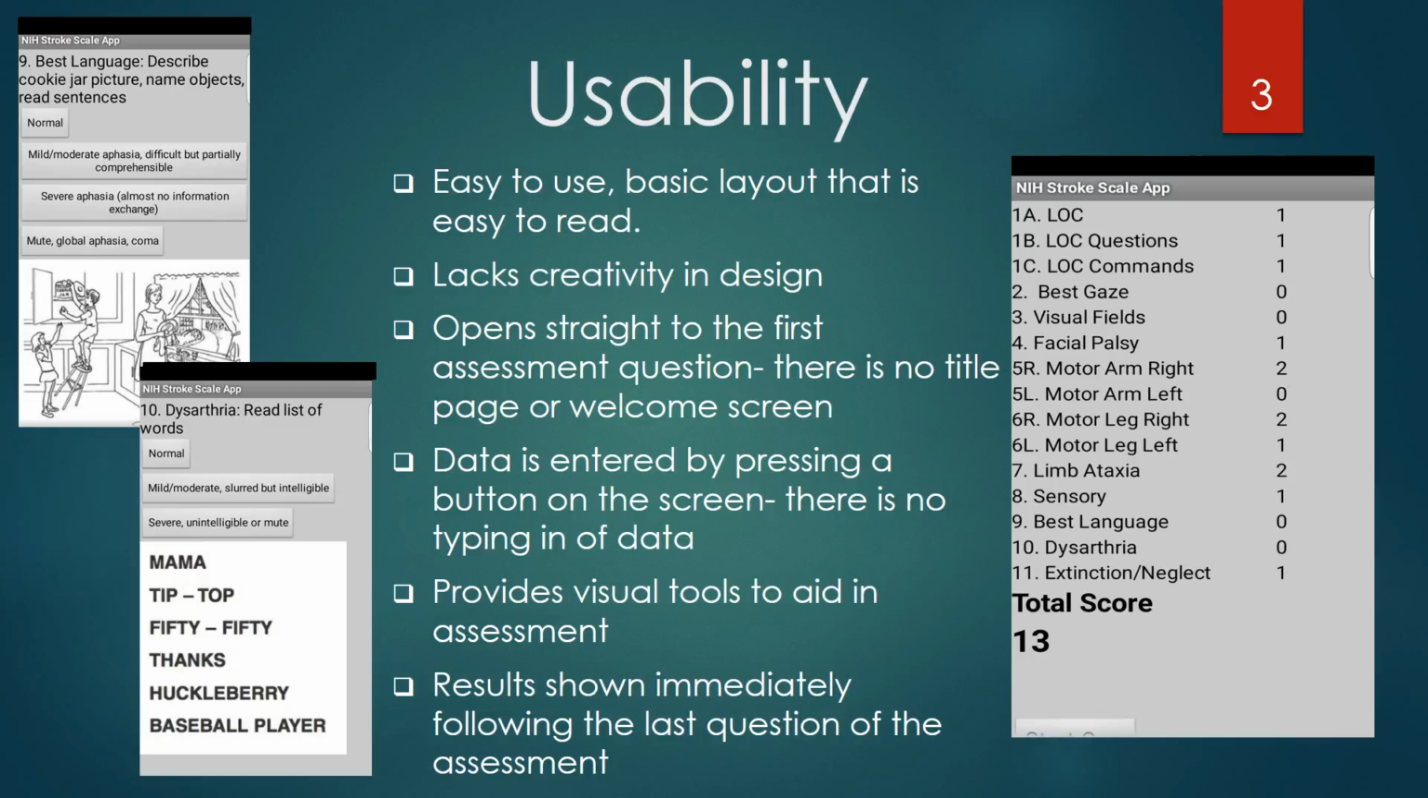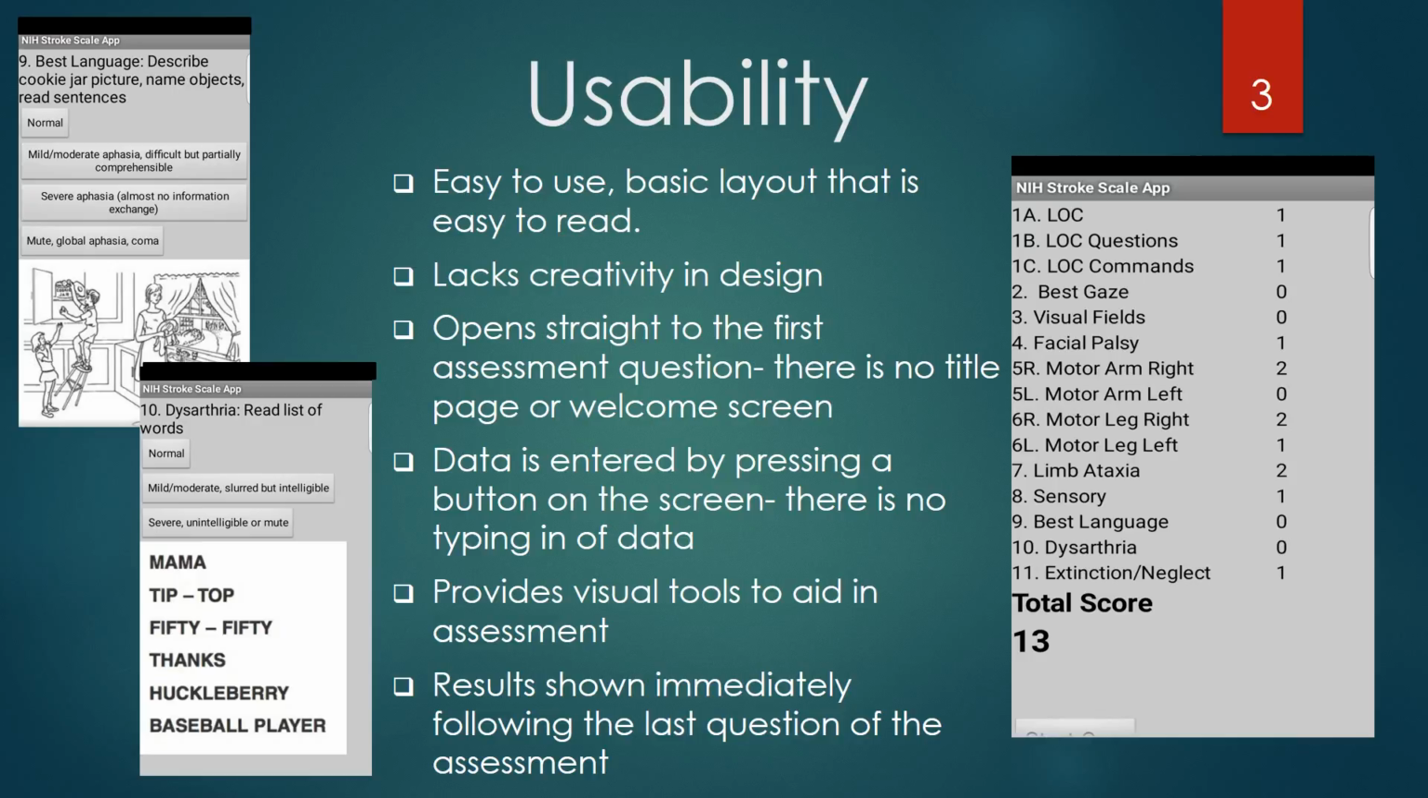Data is entered into the application by pressing a button that correlates to the patient's answer or identified level of completion. Upon selecting the button, the application takes the user straight to the next task in the assessment. The application also provides a photo to show the patient during the language segment of the assessment, and a list of words for the patient to read to aid in assessing dysarthria.